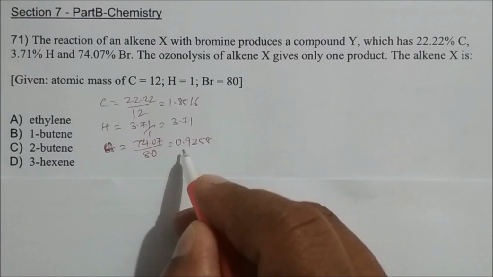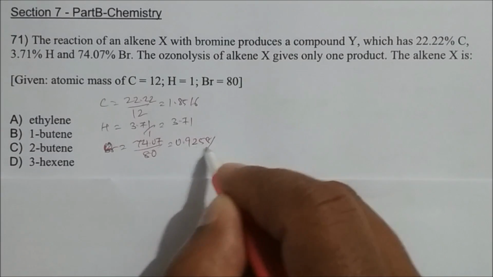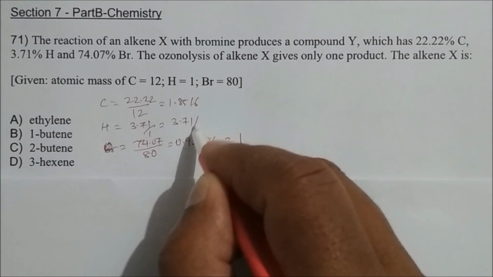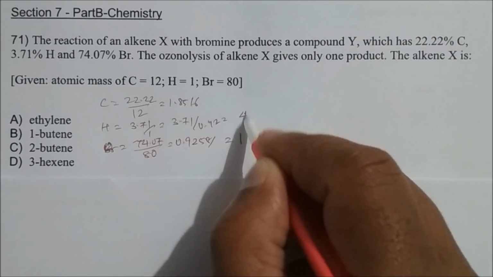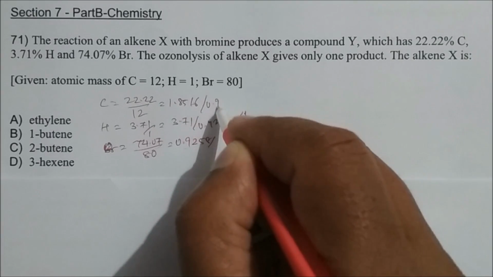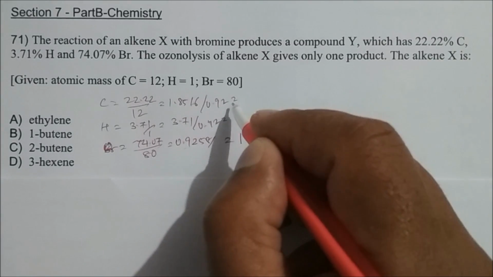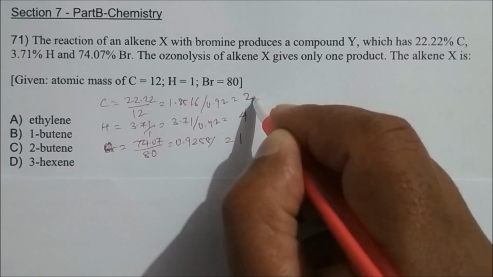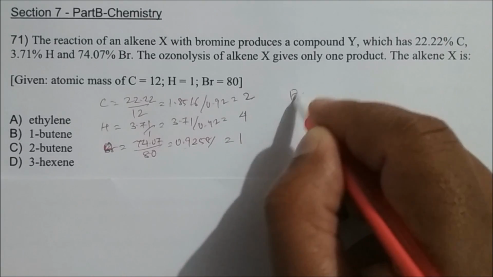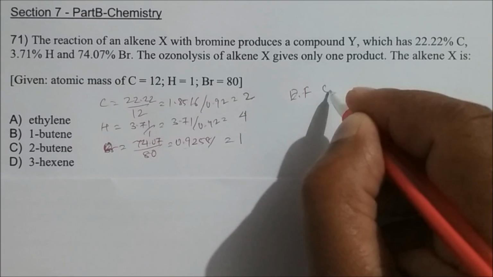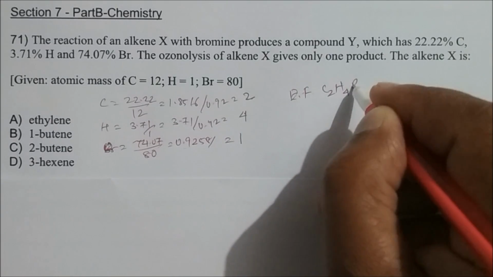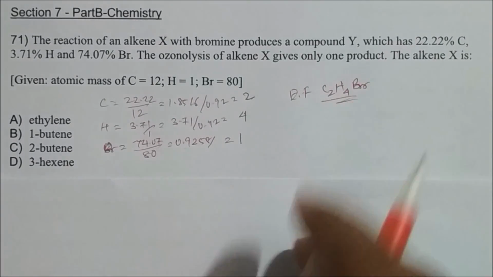Now this is the list. If you divide by the same numbers, you will get 1. Again, dividing by 0.92, you will get approximately 4. But if you divide by the same 0.92, the number of moles will be 2. This means that the empirical formula for this carbon, hydrogen, bromine is C2H4Br. Okay, so this is not a possible empirical formula.